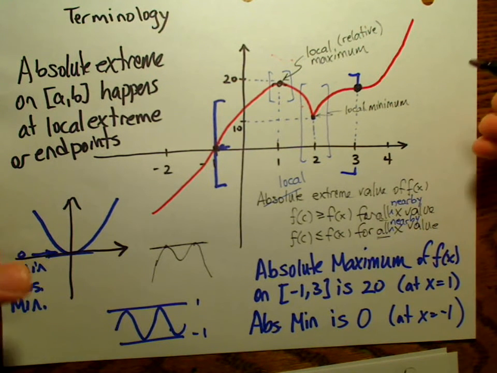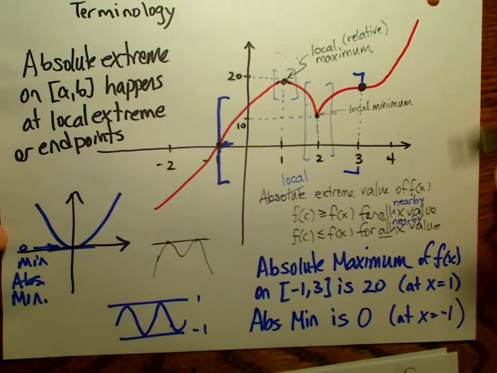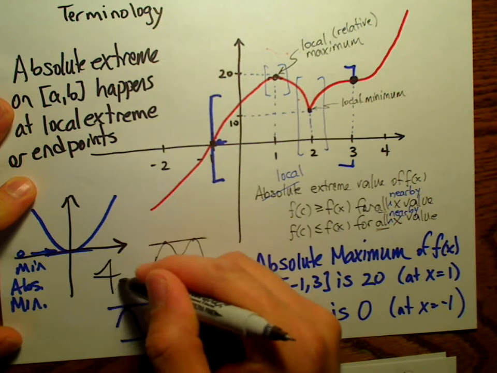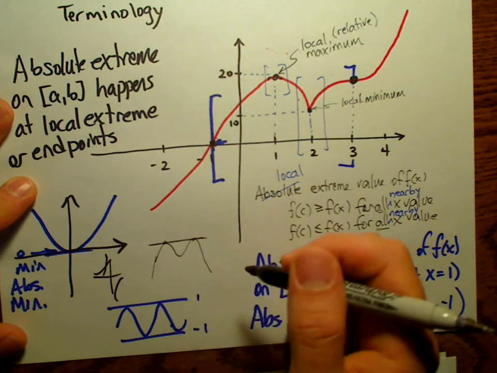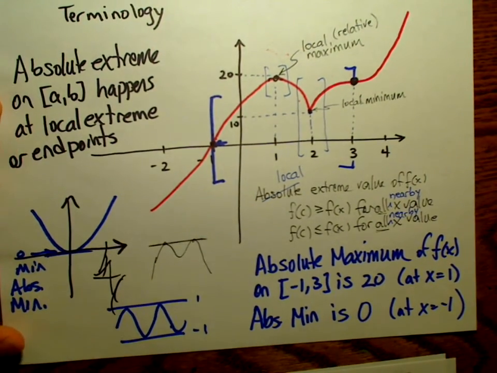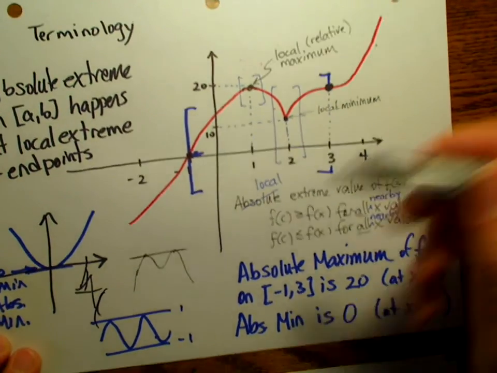If you've got breaks, if you've got jumps, if you've got asymptotes, all bets are off. You may not have absolute extremes in those cases. 1 over x, that curve does not have absolute maxes or mins because it goes up and down indefinitely. It's just like this one does, except this happens in the middle.